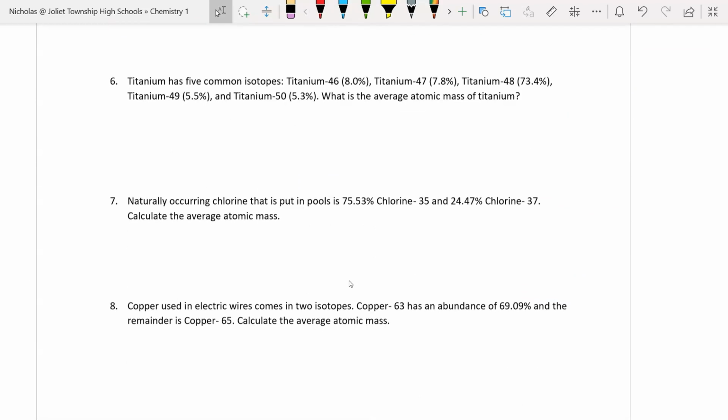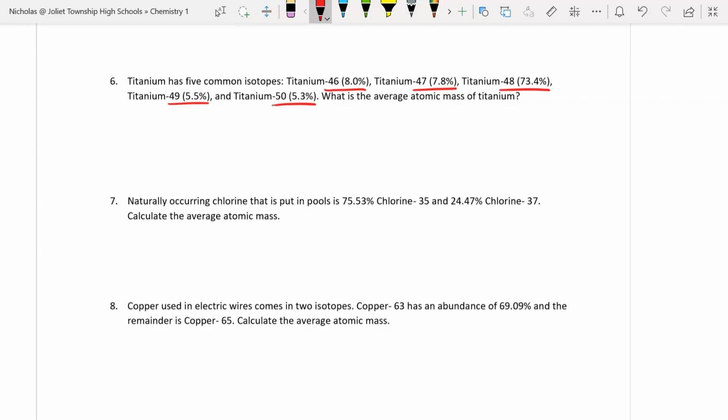Okay, looking at number 6 now. Number 6 is kind of tricky, I think. Nope, this isn't the tricky one I was thinking of. Still pretty straightforward here. So we've got 46 and 8%, 47 and 7.8, 48 and 73.4, 49 and 5.5, and then 50 and 5.3. So we've got 5 different isotopes this time. So this one's going to just be a lot of numbers.